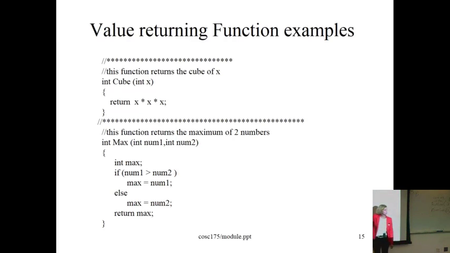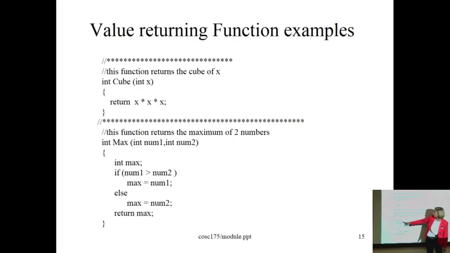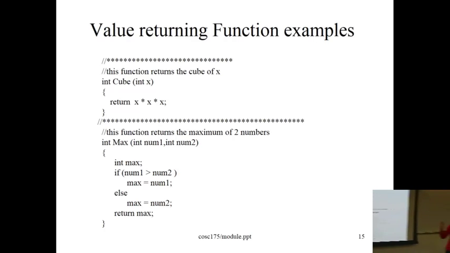This was the problem we ended with, if you remember, last Thursday. We pass in two numbers, and we determine which one's larger by placing it in max, and then the last line of this function returns max. Okay? Does everybody understand how to write a value returning function?